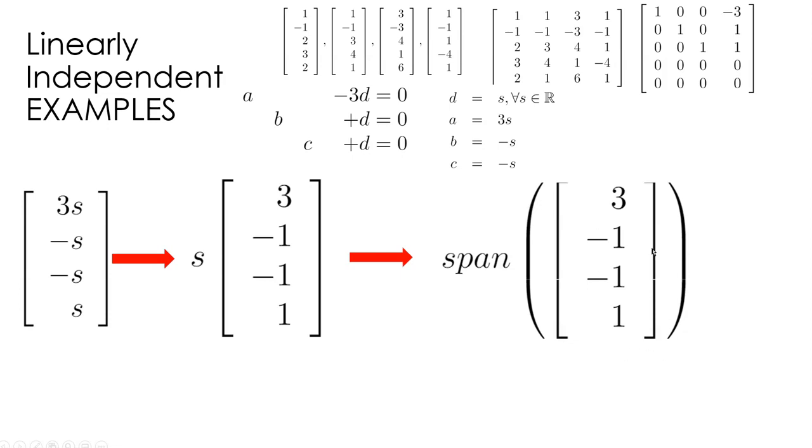But that's going off on a tangent, no pun intended. The problem is I have a solution that's non-zero. So these vectors were not linearly independent.